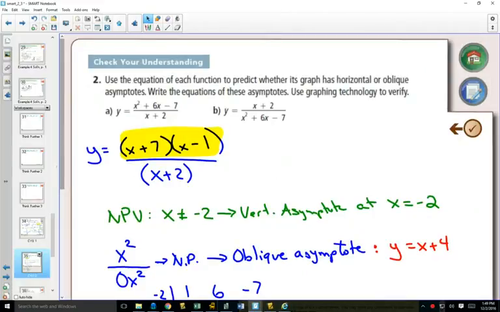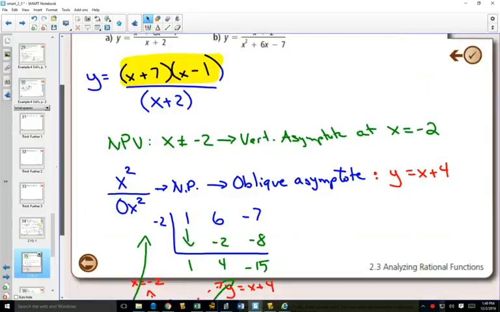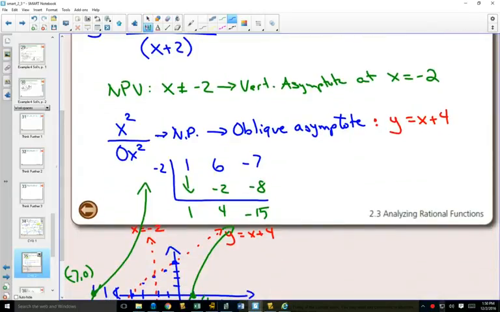Yes? Equation? Once you've done the synthetic division, what you get is your answer. So my answer right here says I get x plus 4 remainder -15. You just use the x plus 4, and it doesn't matter how big or small that remainder is. That doesn't come into effect.